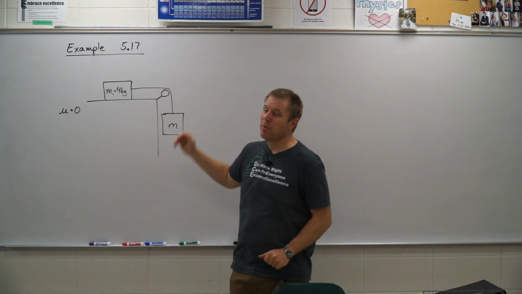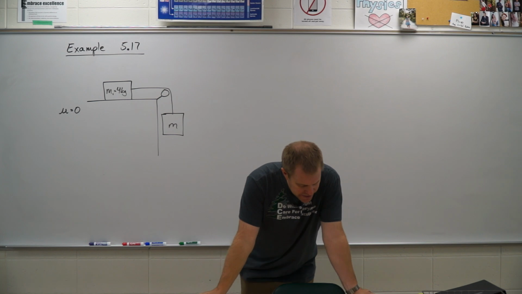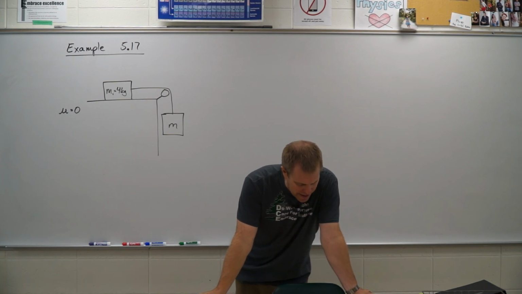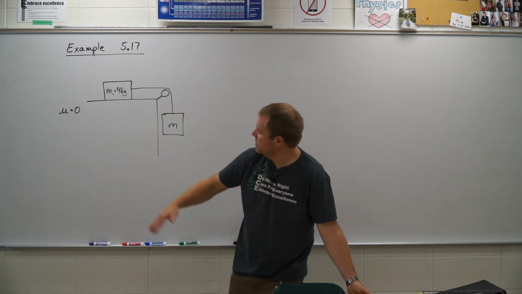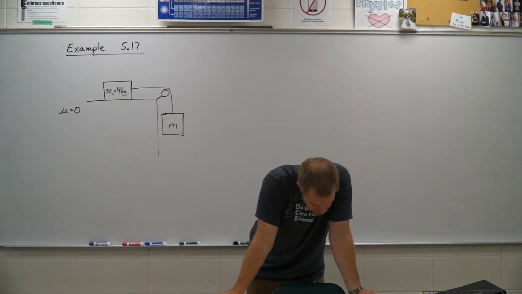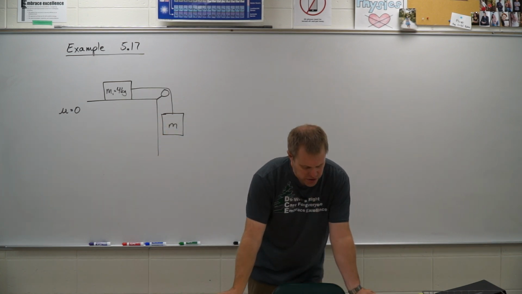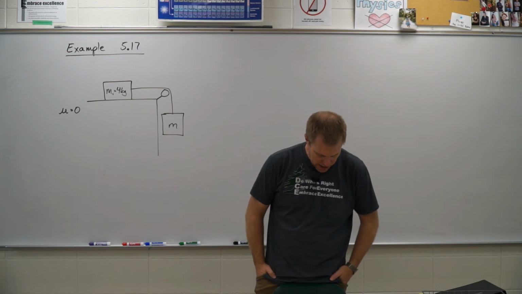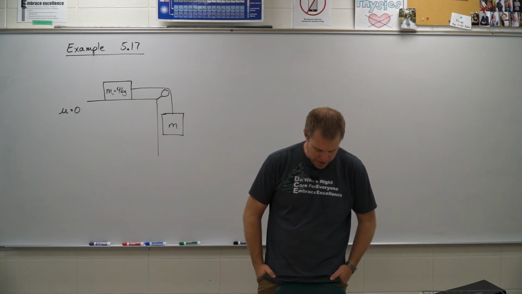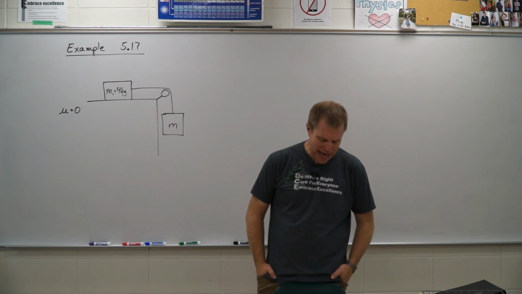Let's take a look at example 5.17. It says a light rope is attached to a block with a mass of 4 kilograms that rests on a frictionless horizontal surface, as pictured here. The horizontal rope passes over a frictionless, massless pulley, and a block with a mass M is suspended from the other end. When the blocks are released, the tension in the rope is 10 newtons.